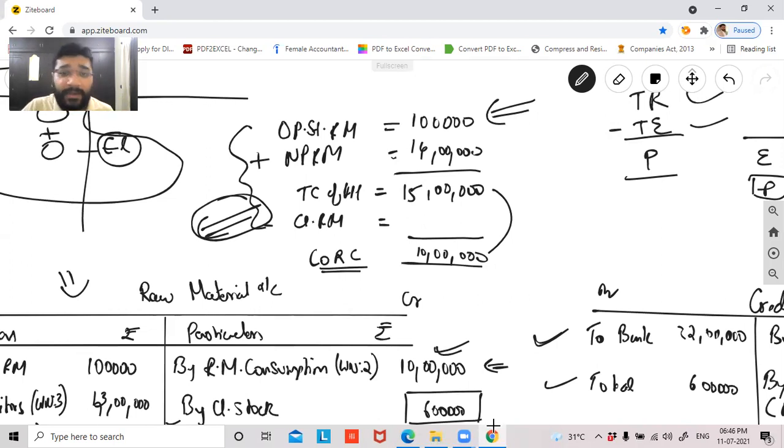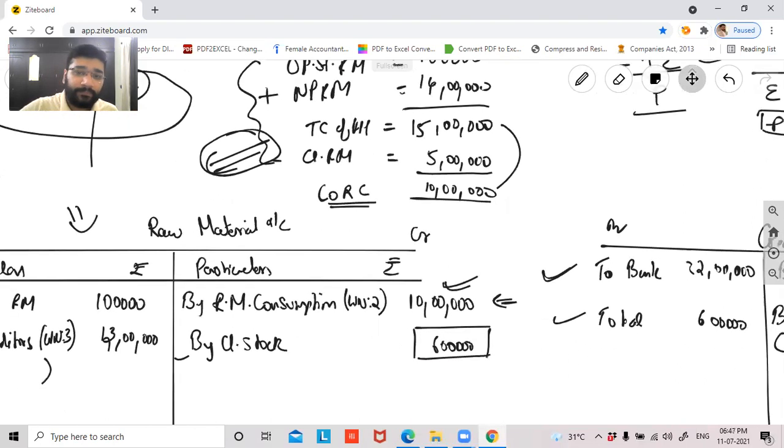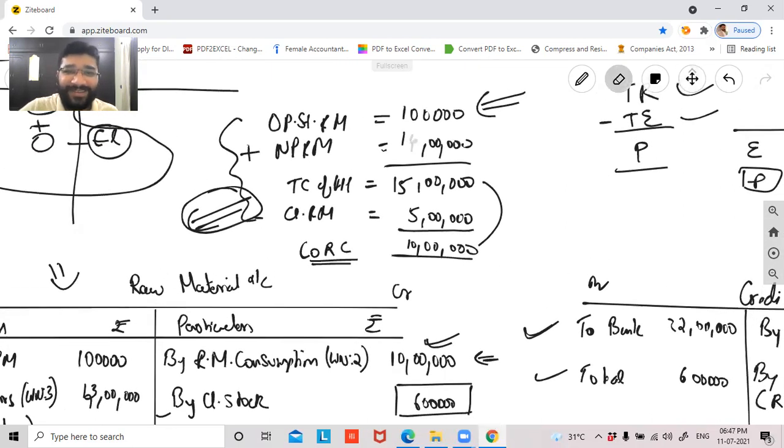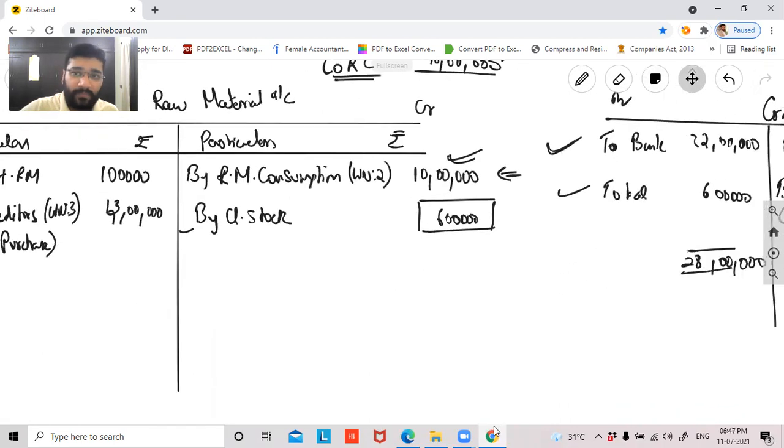14 lakh, right? So 1 lakh plus 14 lakh is 15 lakh rupees is the total cost of raw material. But actual consumption is 10 lakh. So can I say remaining is 5 lakh? Now is it correct? So purchases is 13 lakh. So 1 lakh plus 13 is 14. 14 minus 10 is 4 lakh. Now finally it is correct? Yes, sir. Total on both sides is 14 lakh rupees, guys.